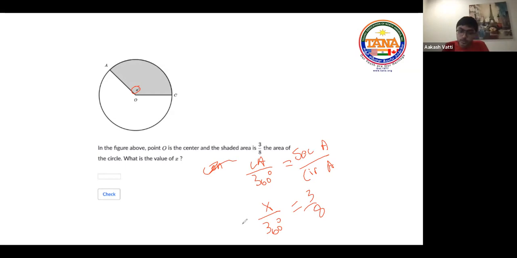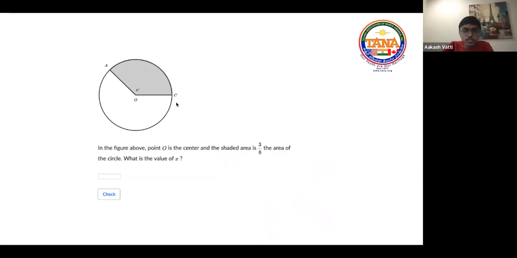So when you do that, you multiply both sides by 360. And when you do all the math for it, I believe this is a calculator question, you should get x equals 135 degrees. Or it's not even degrees, it's just x equals 135 because you're already given a degree. So 135. Any questions? No? Moving on.